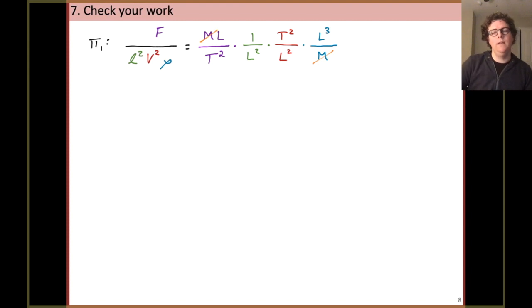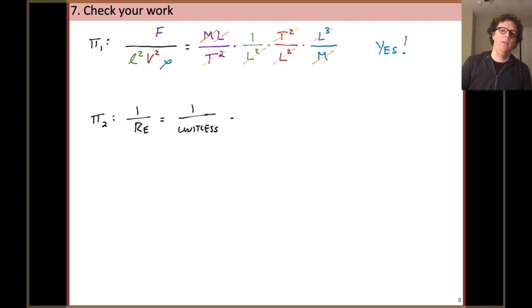At this point, we can then go through and say, yep, mass over mass. We can cancel those out. I've got a total of 4 length scales in the numerator, 1 in purple, 3 in blue, and I've got 4 in the denominator, 2 green, 2 red. Those all cancel. I've got a time squared and a time squared, and I feel good about myself. My first pi term did work.